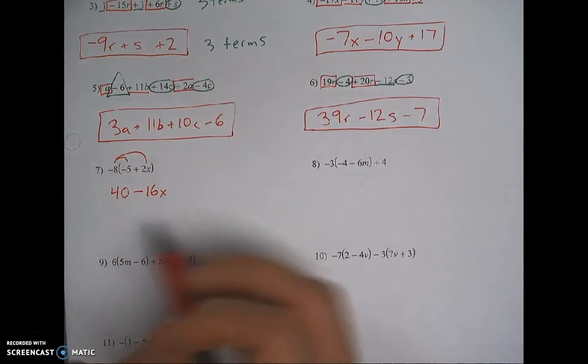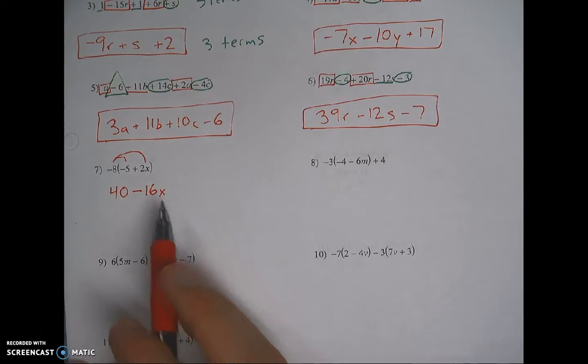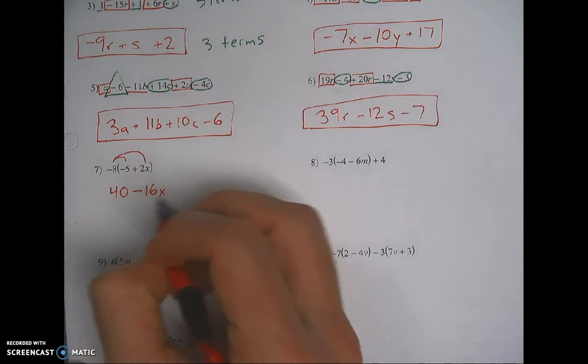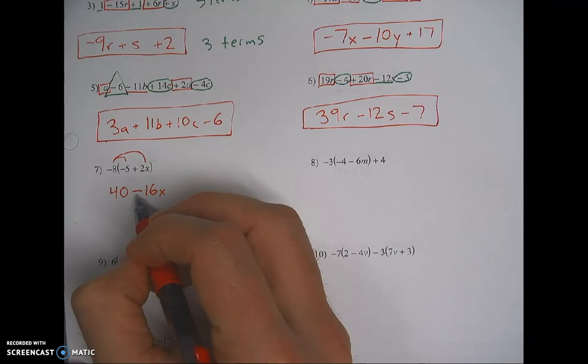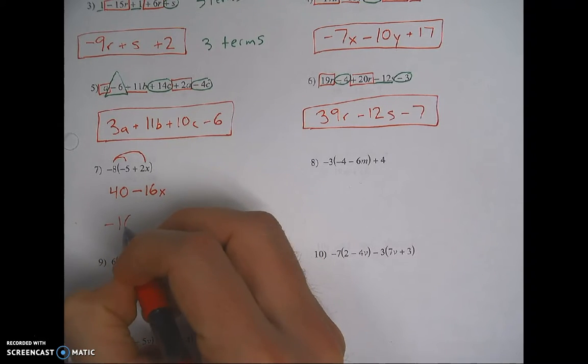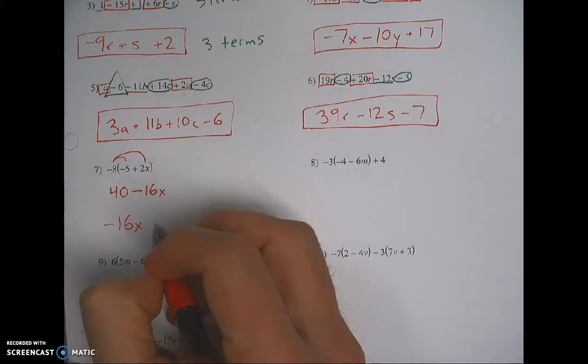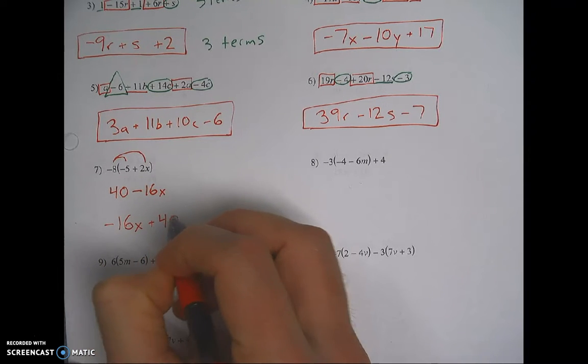So I can't leave this as my final answer, because this term with the x needs to go first. The whole thing needs to go up front. The minus 16 is like a negative 16, so it's negative 16x. And this is a positive 40, so it needs to say plus 40.